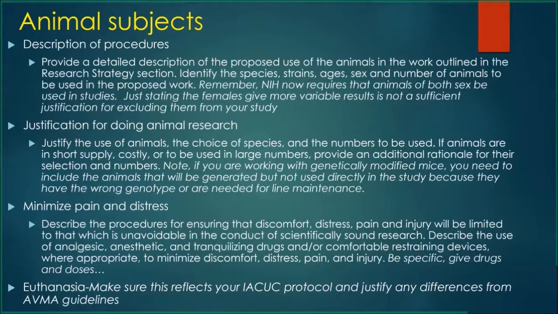You also need to justify doing animal research just to start with. And you want to make sure it's really clear that you've done everything you can to minimize pain and distress with the animals. And you want to make sure that your euthanasia guidelines address both your IACUC protocol and why your approved protocol is different from the American Veterinary Association euthanasia guidelines.